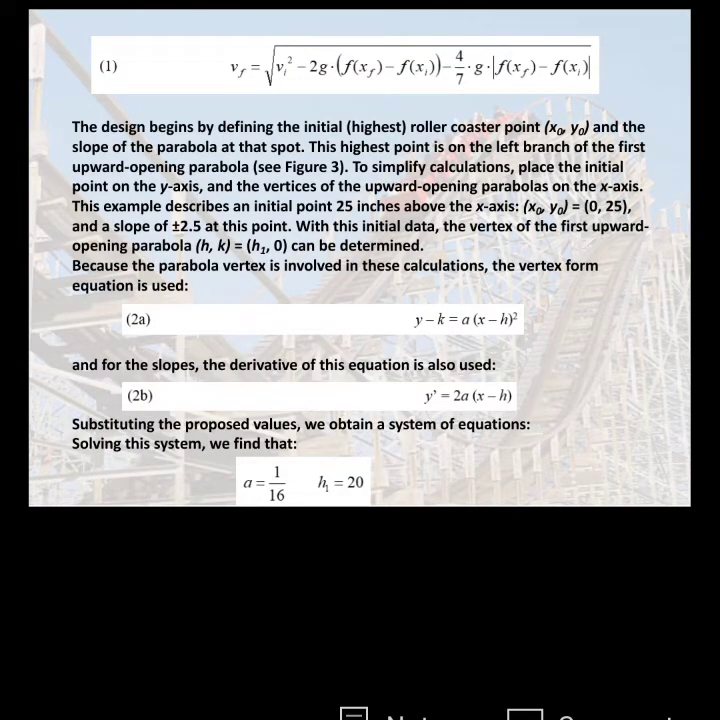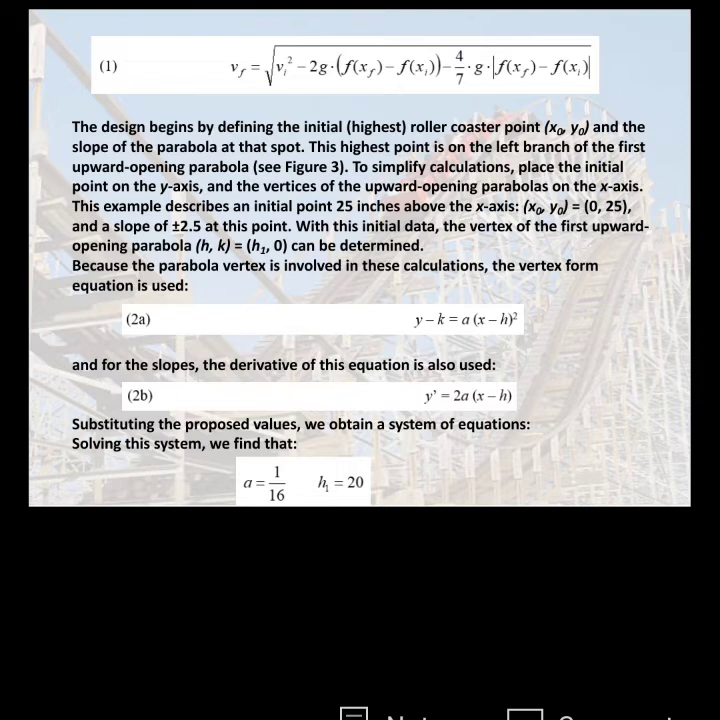These are the equating forms. The design begins by defining the initial roller coaster point and the slope of the parabola at that spot. This height point is on the left branch of the first upward opening parabola. To simplify calculations, place the initial point on the y-axis and the vertex of the upward opening parabolas on the x-axis. This example describes an initial point 25 inches above the x-axis and the slope plus or minus 2.5 at this point.